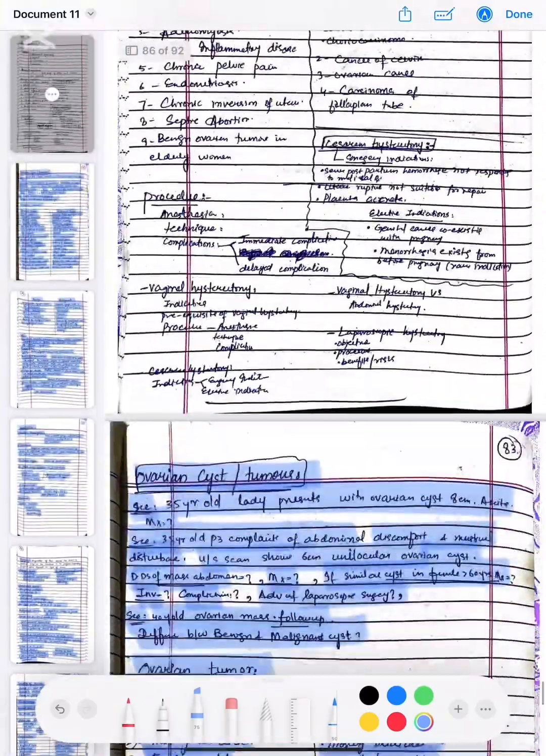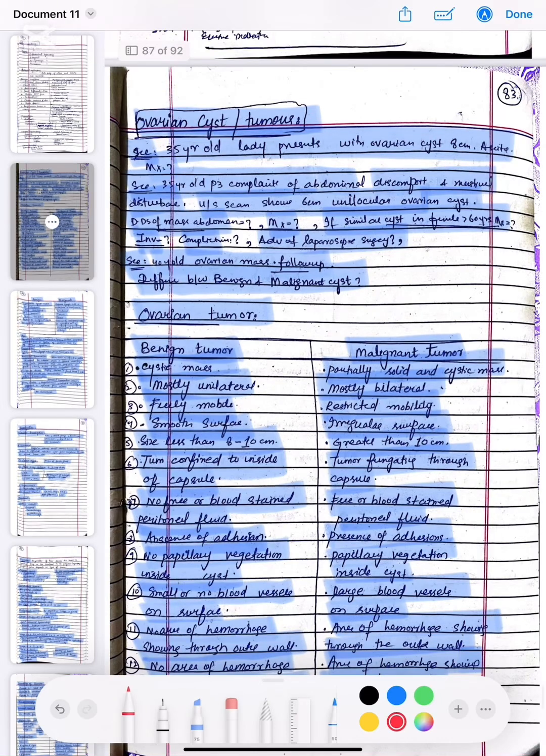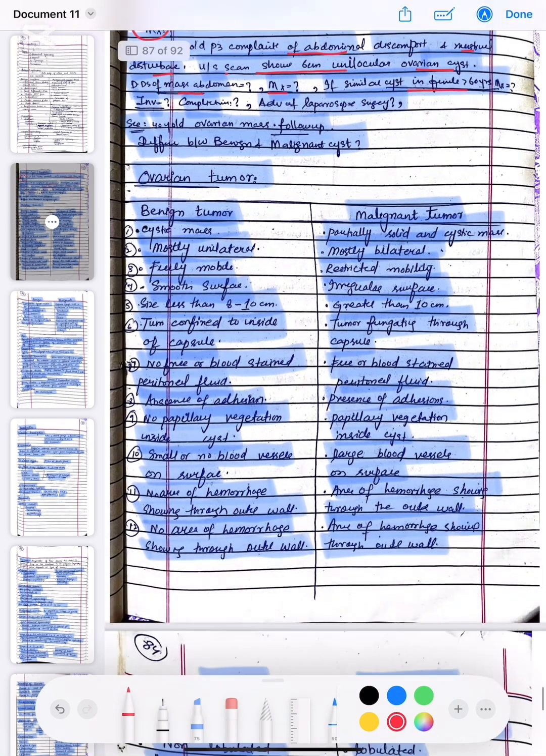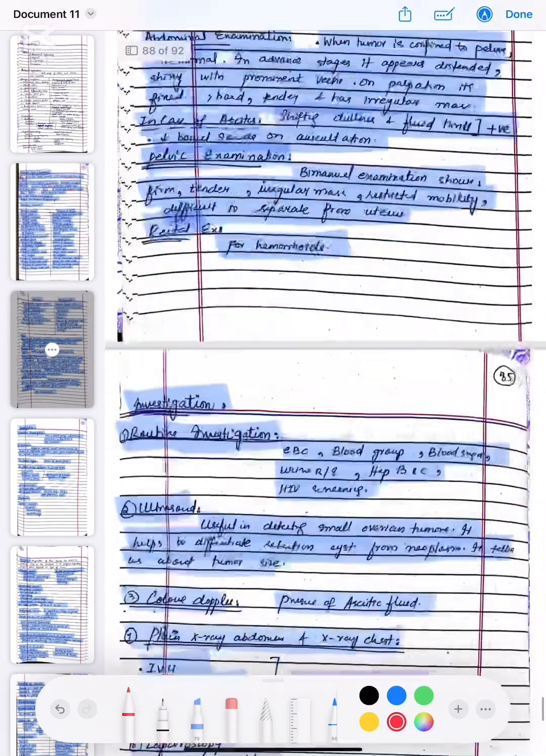Okay, so let's revise what we have discussed up till now. We have discussed the ovarian cyst tumor. We have discussed the scenario that there is a 35-year-old lady who presented with an ovarian cyst of 8 cm and ascites is also present. The patient is complaining of abdominal discomfort and menstrual disturbance. Ultrasound shows a 6 cm unilocular ovarian cyst. So the differential diagnosis of mass abdomen, the management, and if there is a similar cyst in a female, how you will manage. We have studied the differential diagnosis.